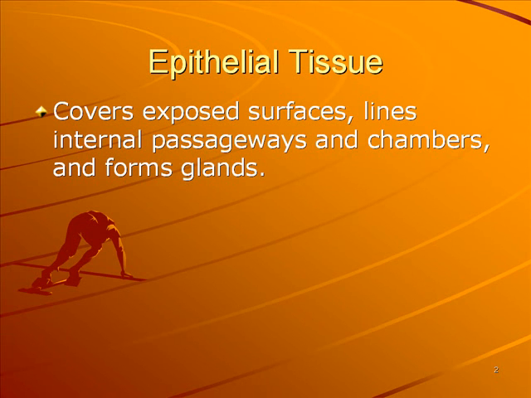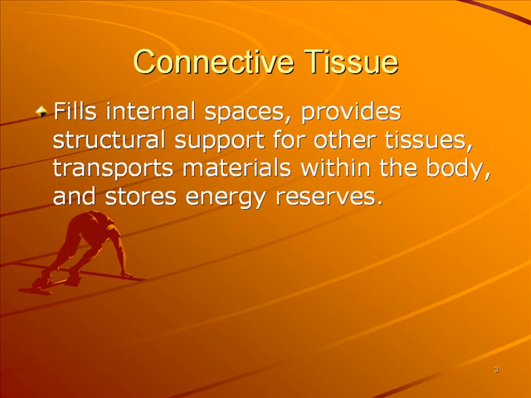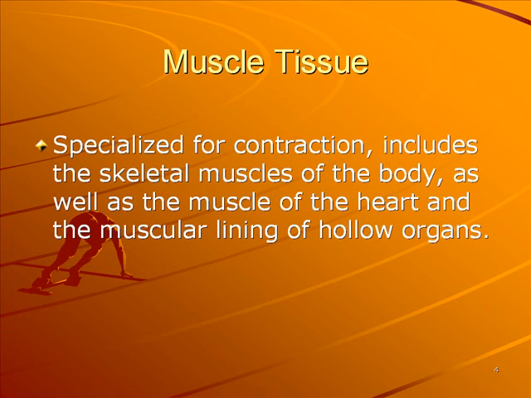The epithelial tissue basically covers the exposed surfaces, lines the internal passageways and chambers, and forms glands throughout our body. Connective tissue basically fills internal spaces, provides structural support for other tissues, transports materials within the body, and stores energy reserves, as we've already talked about. Muscle tissue, specialized tissue involved in contraction, includes skeletal muscles in the body as well as muscles of the heart and the muscular lining of hollow organs.